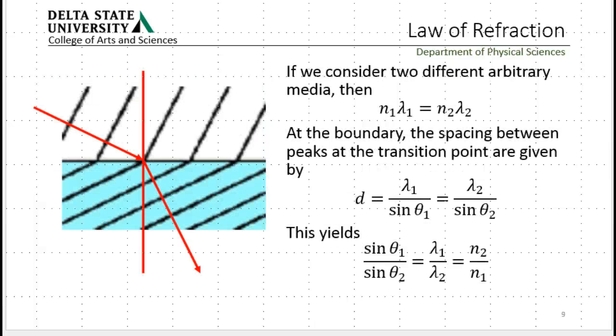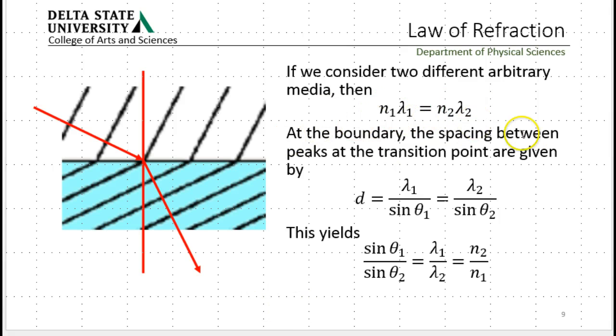Alright, now, law of refraction. We have two different arbitrary media, right? Then we know from what we had before that n1 lambda 1, the index of refraction times lambda 1, equals n2 lambda 2. Why do we know this? Because we had that formula that says that this is equal to the wavelength at that frequency in vacuum. Well, this is also equal to the wavelength at that frequency in vacuum, so they have to be equal.